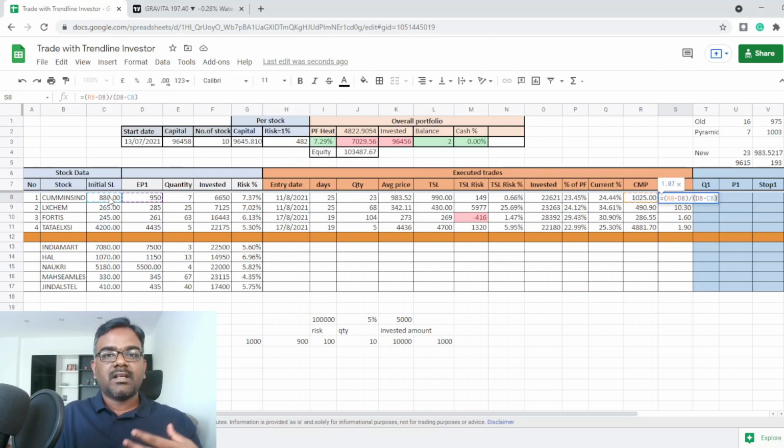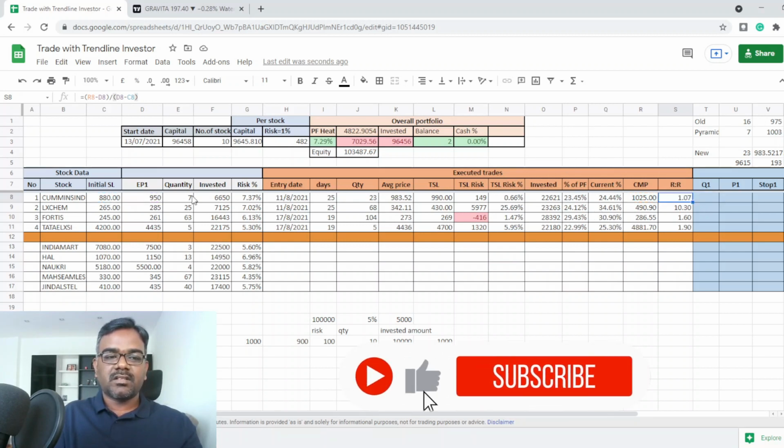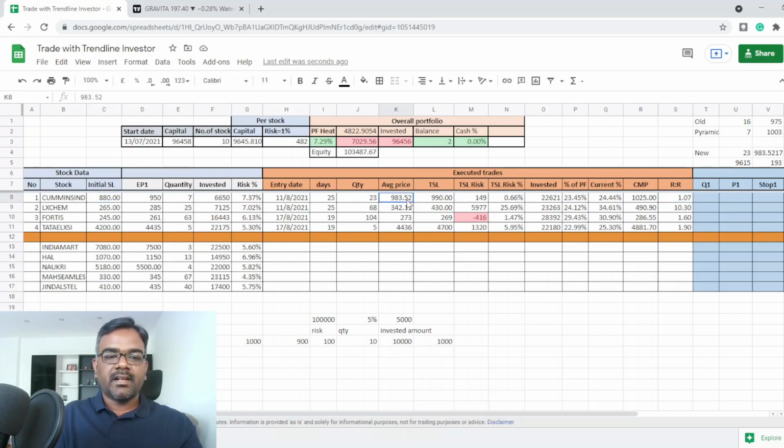So if you initially risked 1 rupee in the market, and today it is up, in this case we initially risked around 70 rupees, right? 880 minus 950, 70 rupees. And then we entered at 980, our average price is 950, or you can say 983, and today it's at 1025, right? So that is the entire difference, correct? We initially risked 70 and today 950 minus 1025 is 75. So we risked 70 and we made 75 rupees till now. That's why it's showing 1.07. Now if you risk 70 and you made 140, that is 1:2. So it will show 2 here.